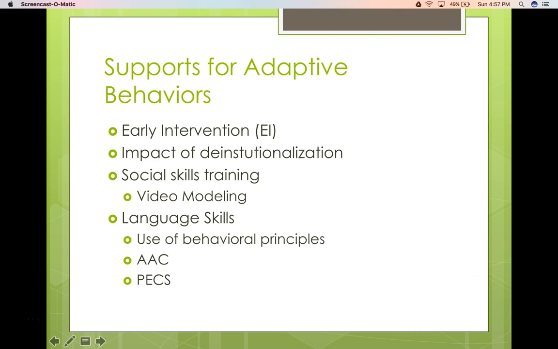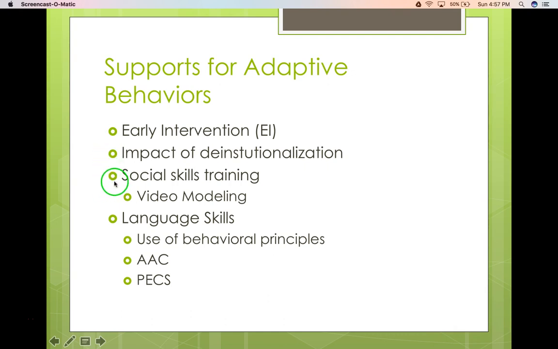However, if you look again, there's not really this perfect age as to when you need to intervene. We just know it needs to be early. If you provide supports early on for adaptive behavior, this can really impact the need for institutionalization in the long term, which again also has a cost benefit.